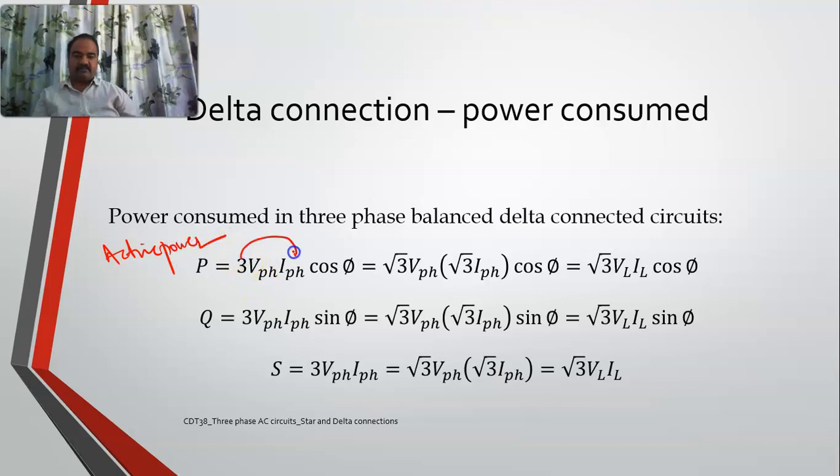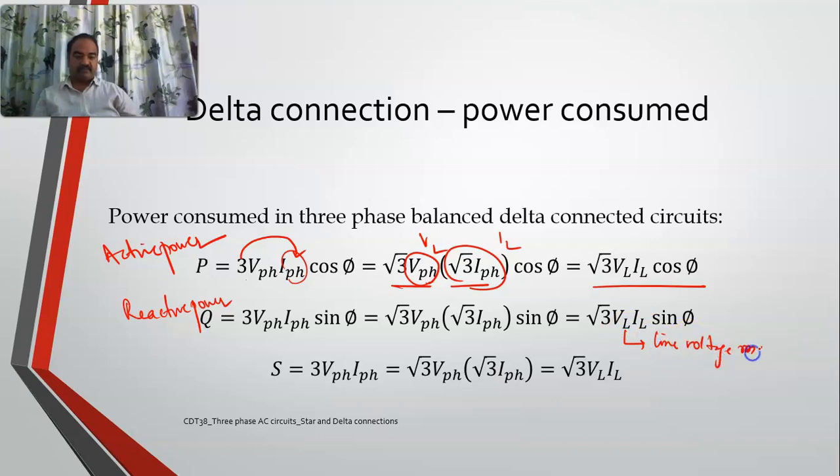Here, I'll shift this root 3 to here, root 3 I phase. See, this one is IL, right? This one is by default VL. So I'll get root 3 VL IL cos phi. So the equation remains the same, whether it is star connection or delta connection. This is reactive power, root 3 VL IL sin phi. See, this is line voltage RMS value, not peak value. Try to remember, line voltage RMS value. This is complex power. Okay, the units are watts, VAR, and VA.